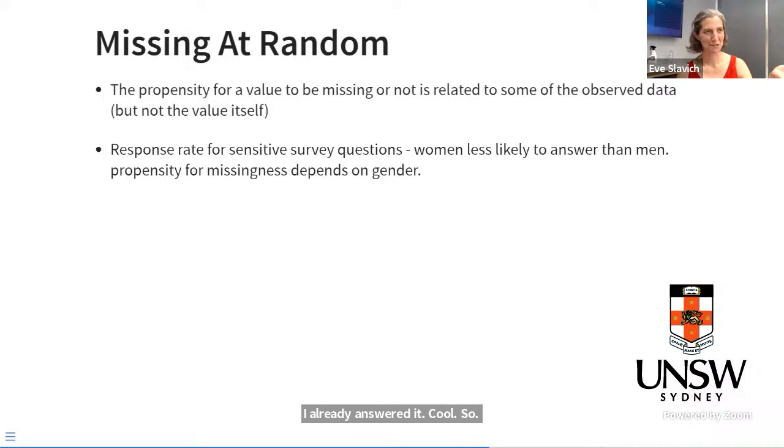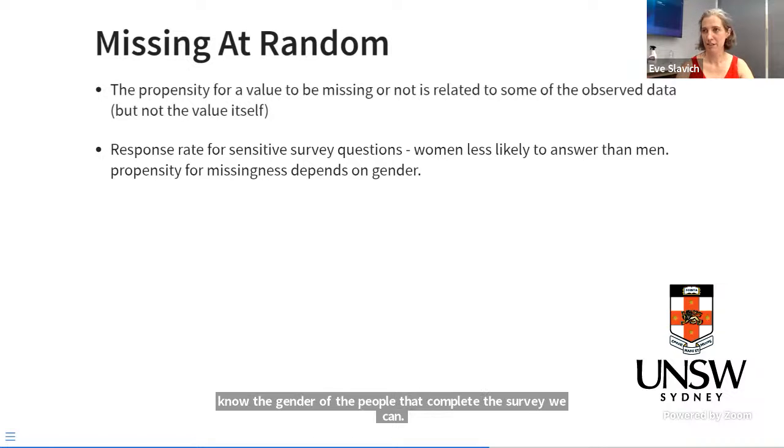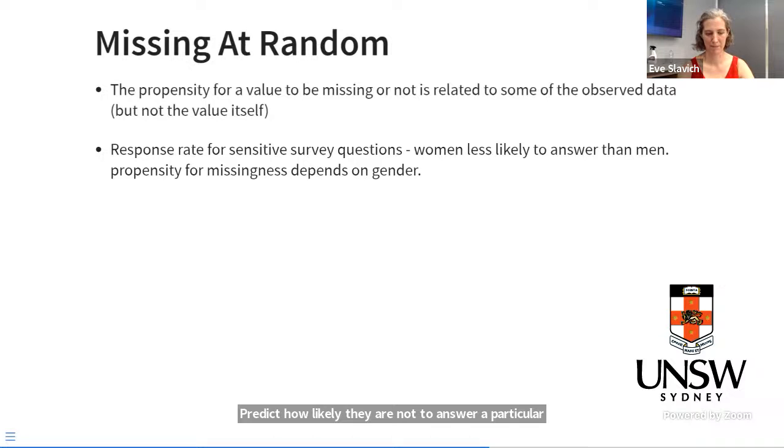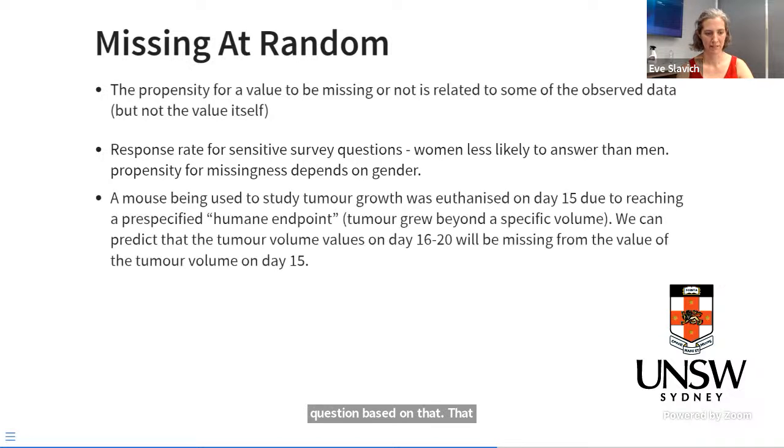For example, the response rate for sensitive survey questions. There might be a question on a survey that women are less likely to answer than men. So the propensity for missing this depends on gender. And because we might know the gender of the people that complete the survey, we can predict how likely they are not to answer a particular question based on that other characteristic.